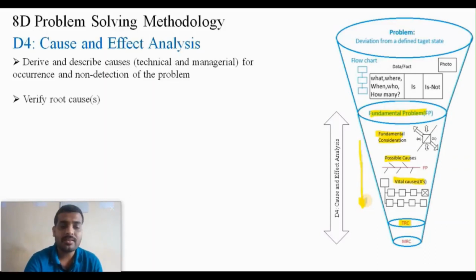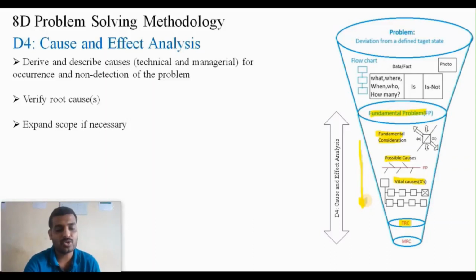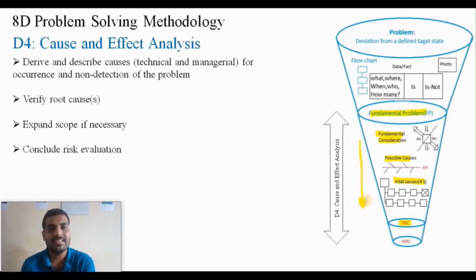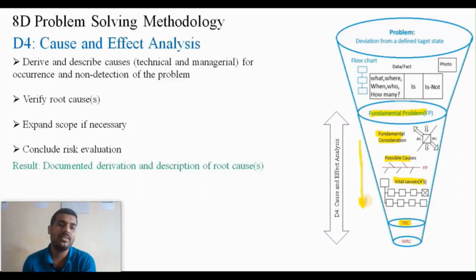Okay, then after the root cause has been determined and verified, it has to be checked if the scope of this has to be extended or not. Then the containment actions D3 must be revised and if necessary adjusted according to the root cause. After the identification of the root cause, the risk evaluation will be closed. This cause and effect analysis will result in documented derivation and description of the root cause, that is technical root cause and managerial root cause, with the evidence or with the proof.